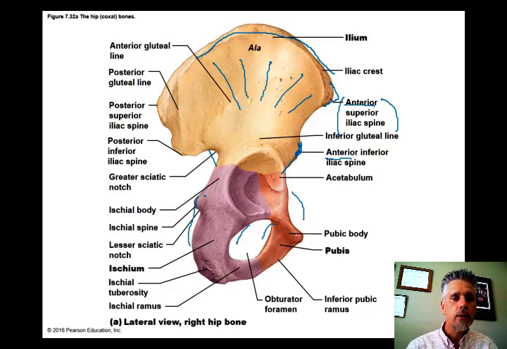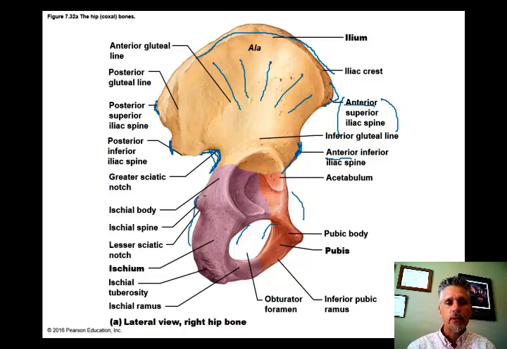When we go posterior, we can see again another little point up top, posterior superior iliac spine, another little point down below, posterior inferior iliac spine. And here we see a deep notch, greater sciatic notch. So sciatic reminds you of sciatica, sciatic nerve. One of the largest peripheral nerves of the body comes out of the spinal cord, goes down the posterior part of the thigh. And so that notch is where it passes through.